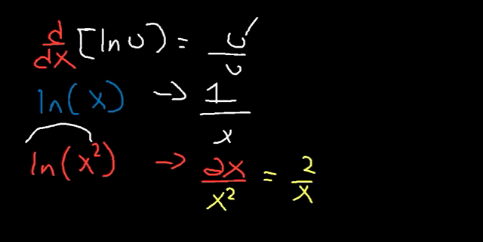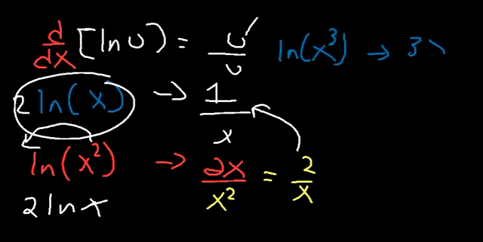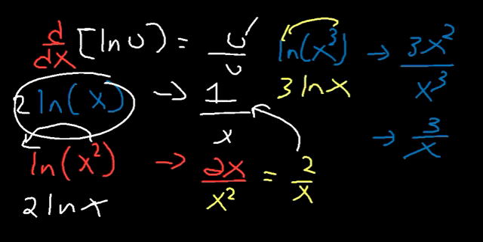Keep in mind, you can move this 2 in front, so this is the same as 2 ln x. That's a property of natural logs, which is twice the value of this. And so that's why it's 2 over x. So let's say if you want to differentiate ln x cubed, it's going to be 3x squared over x cubed, which reduces to 3 over x. Remember, this is the same as 3 ln x.